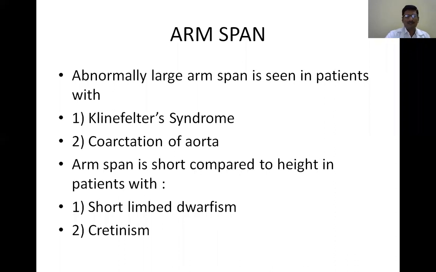So these are some of these ratios, and the anthropometric measurements can also be helpful in the clinical diagnosis of conditions like cretinism or Klinefelter syndrome. Of course, there are so many other genetic markers by which you can study, but this is the simplest way by which you can also assume whether a baby may be suffering from one of these disorders.